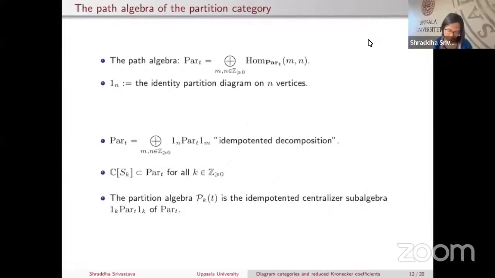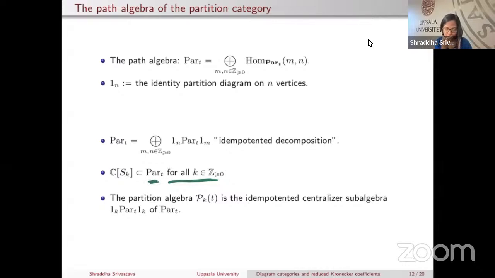Then we see that every group algebra of a symmetric group is inside the path algebra. This is for all k now. So basically the maximal subgroups which were inside the partition monoid, when we are considering all the partition algebras, all are going to appear in the path algebra now.